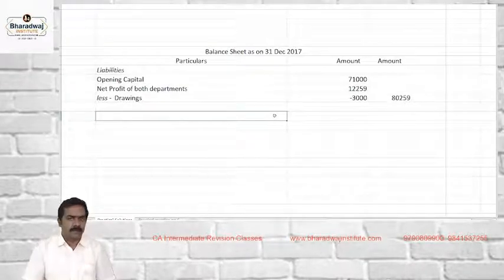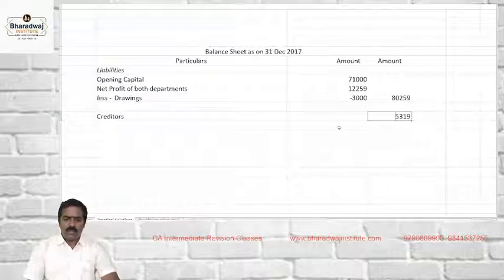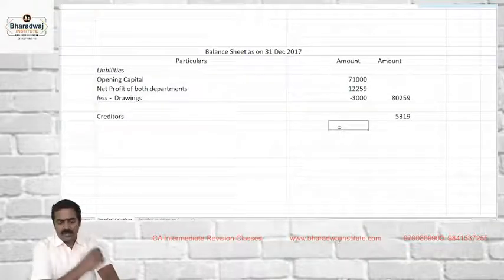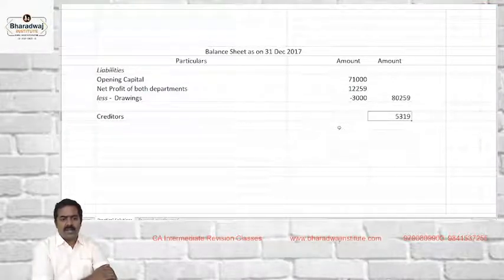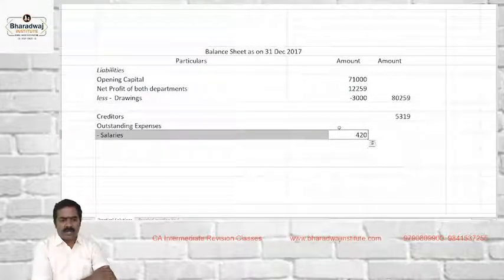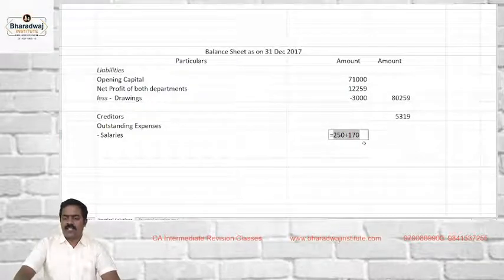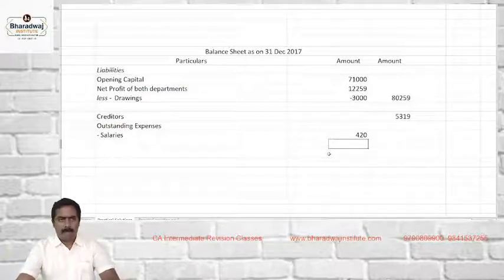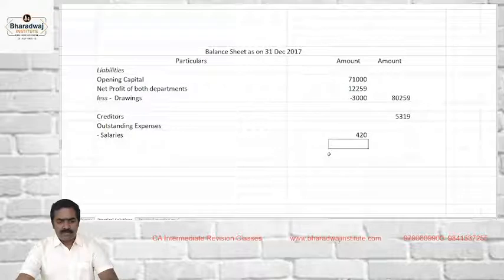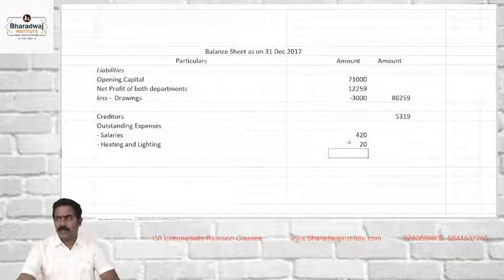What are other liabilities? Creditors, 5,319. Then what are the other liabilities? Yes, all the outstanding expenses will come. Outstanding salary, for both the divisions, you can just add and put how much? 420. Outstanding salary 420. Then heating and lighting outstanding. How much is outstanding? 20.